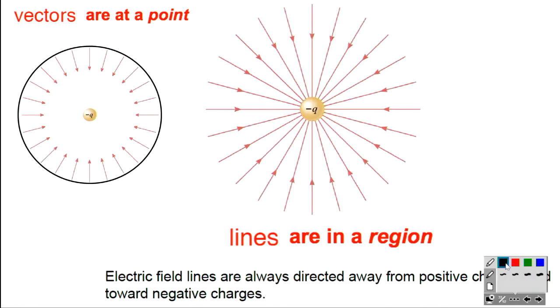So now we have two different representations for the electric field. A vector, which we use to demonstrate electric field at the specific location, and lines, which we use to demonstrate the presence of electric field in general, everywhere.